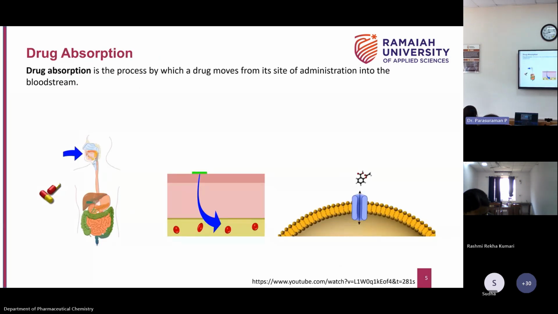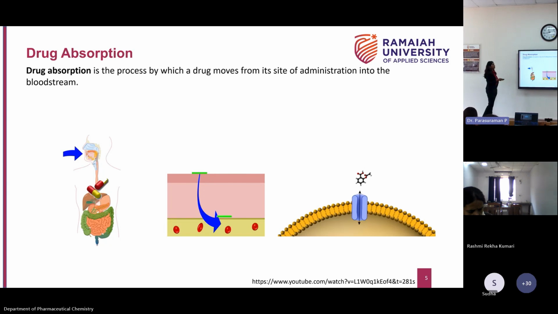So we'll get into absorption. What is absorption? Absorption is the process by which the drug moves from the site of administration into the bloodstream. We have different routes of administration, and different routes give different pathways. If the drug is administered orally, it gets into the stomach and gets absorbed by the lining of the stomach or the intestine. After that, it goes to the bloodstream.